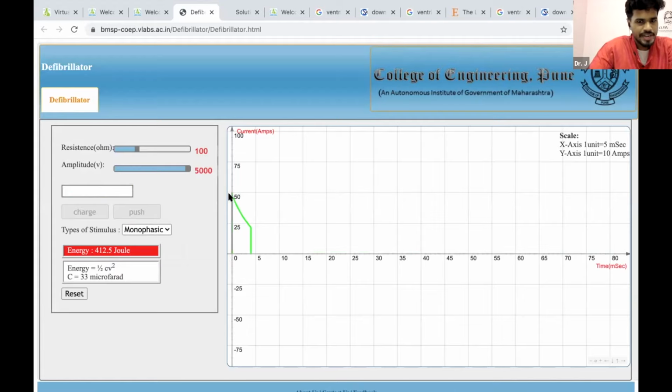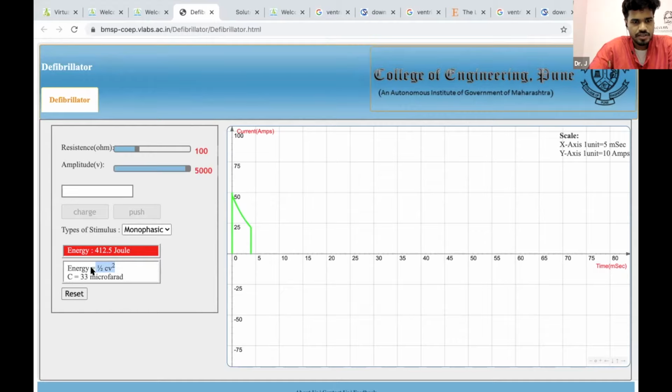In monophasic, ideally we want a square wave, but because we have finite resistance, it kind of dies down with a specific time constant, and we apply it for a short time span, on the order of milliseconds. 4 milliseconds is the span. And for the energy calculation, if you assume C to be constant, half CV square, at least that's the initial energy, corresponds to 412 joules.